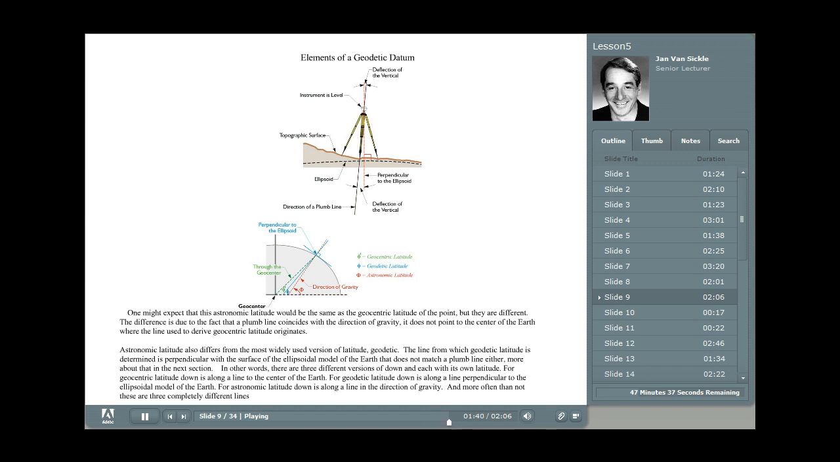Now this ellipsoid that we're perpendicular to with a geodetic latitude, again, is a figure that is mathematical, that is based upon a semi-major and semi-minor axis. It's smooth and regular and consistent. And the one that we use when we're talking about GPS is WGS84. That's its native datum.